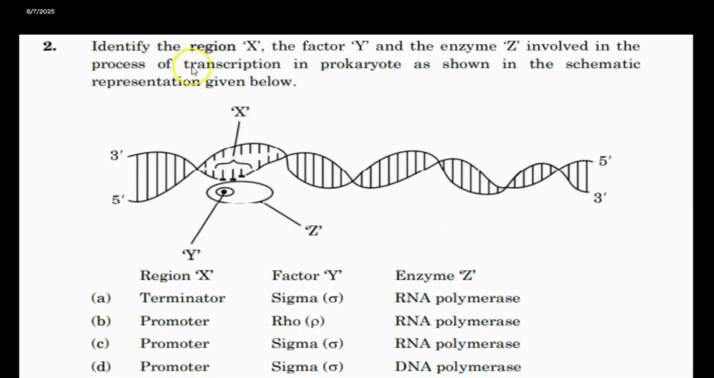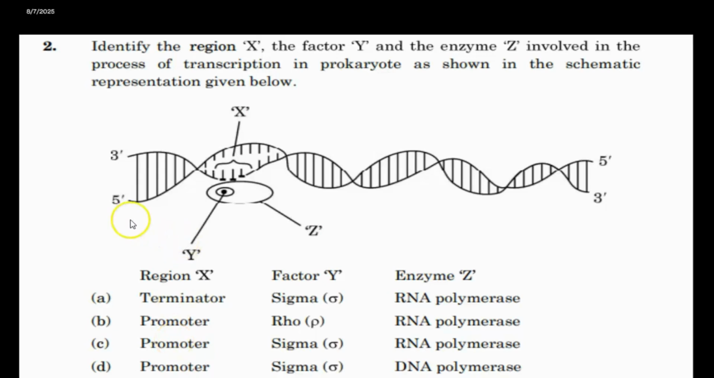Here there is a diagram. This is the prokaryotic transcription related diagram. Transcription in prokaryotes is shown here, and the items needed to do the transcription are not written here. Instead, there are some X, Y, Z that we have to identify. What is X? What is Y? What is Z? There are a lot of options.